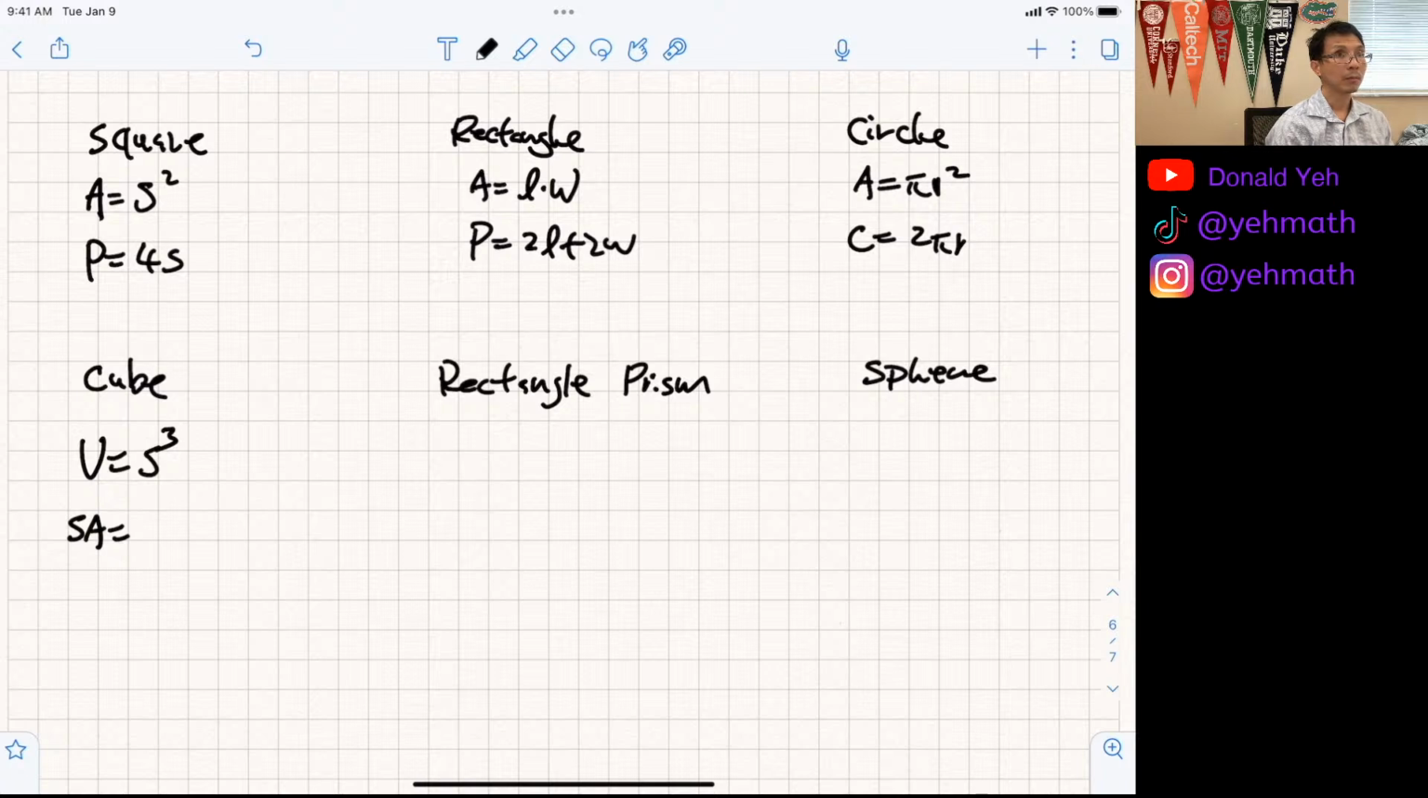That's side times 3 side. No, it's not. Give me a second. 6 times side squared. Thank you. There are 6 sides on a dice, right? 1, 2, 3, 4, 5, 6. Okay, 6 sides to the dice.